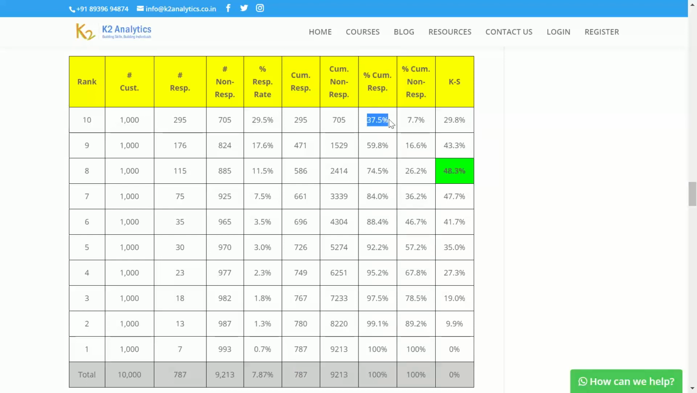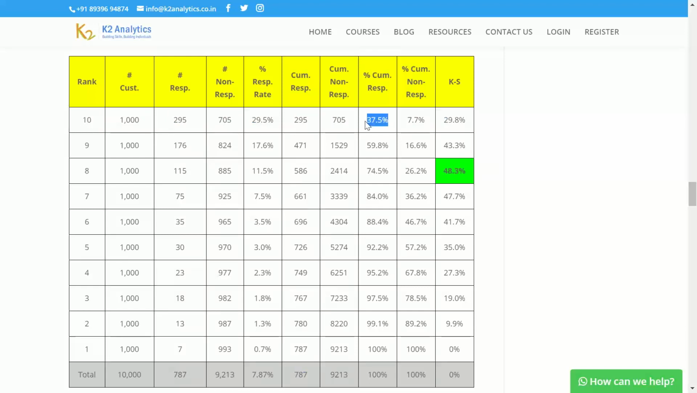How to interpret this 37.5? In the overall data of 10,000, we have 787 responders. By using the model, we have found out the highest response segment, which is decile 10. In this decile 10, we only have 1000 customers. However, in this topmost decile, we have got 295 responders. 1000 customers out of 10,000 is just 10%, whereas these 295 responders out of 787 is 37.5%.